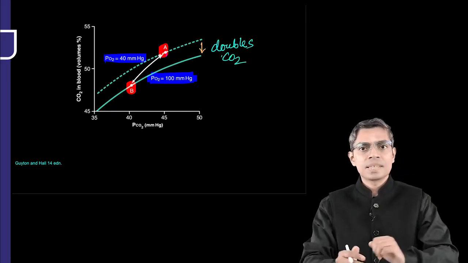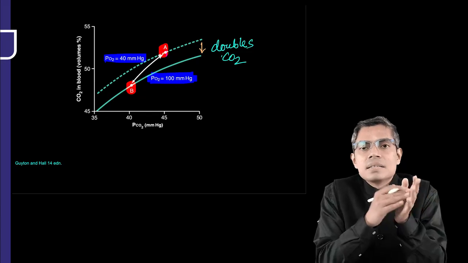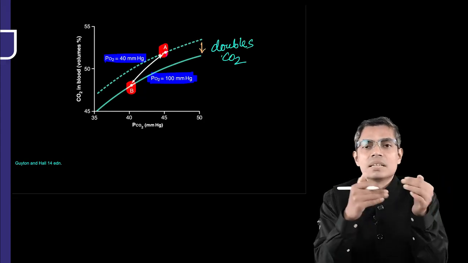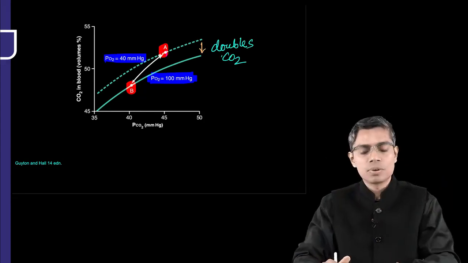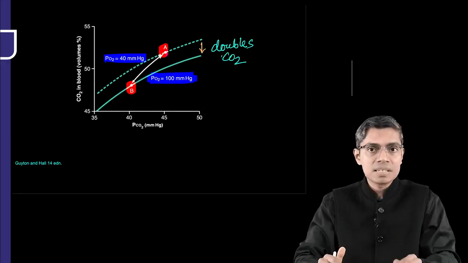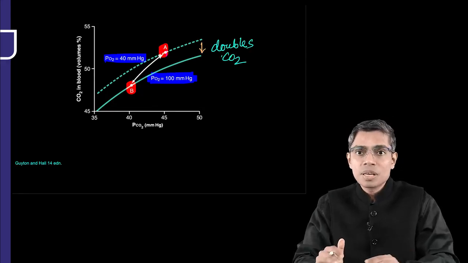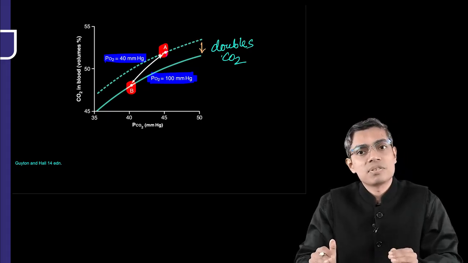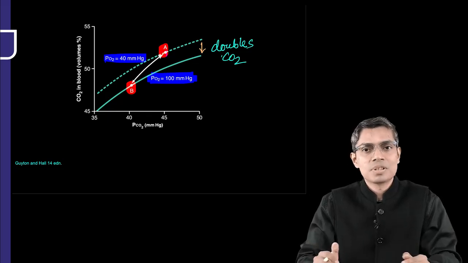That's why it is said that the Haldane effect is very, very important for carbon dioxide transport, and the Bohr effect is very, very important for oxygen transport or oxygen release. But quantitatively, the Haldane effect is more important for carbon dioxide transport than the Bohr effect is for oxygen transport. So this finishes your carbon dioxide transport.